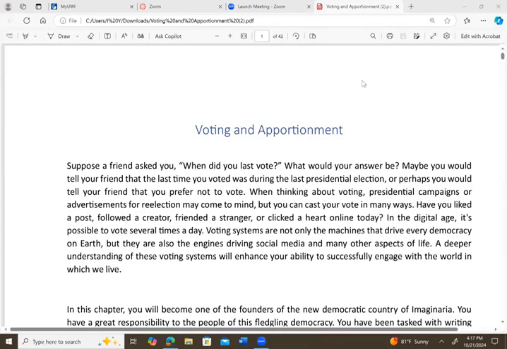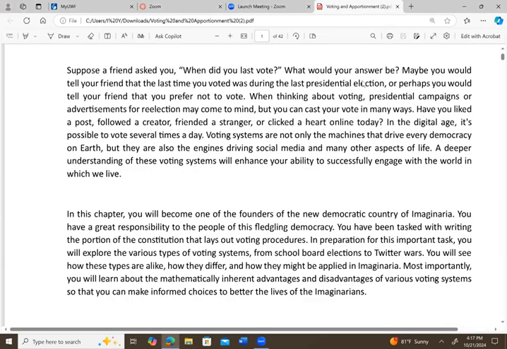Okay, today we're going to start the voting and apportionment chapter. So, suppose a friend asks you, when did you last vote? What would your answer be? Maybe you tell your friend that last time you voted was during the last presidential election. Perhaps you would tell your friend that you prefer not to vote.